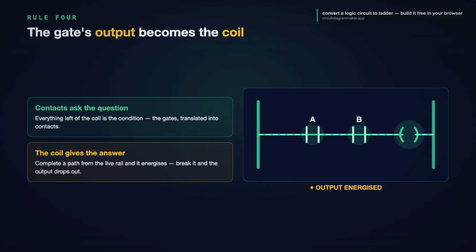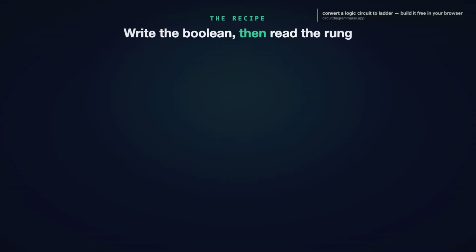When the contacts complete a path from the live rail to the coil, the coil energizes and the output turns on. Break the path and it drops out. Contacts ask the question. The coil gives the answer. Gate output becomes coil. Rule 4, and now we have the full set.